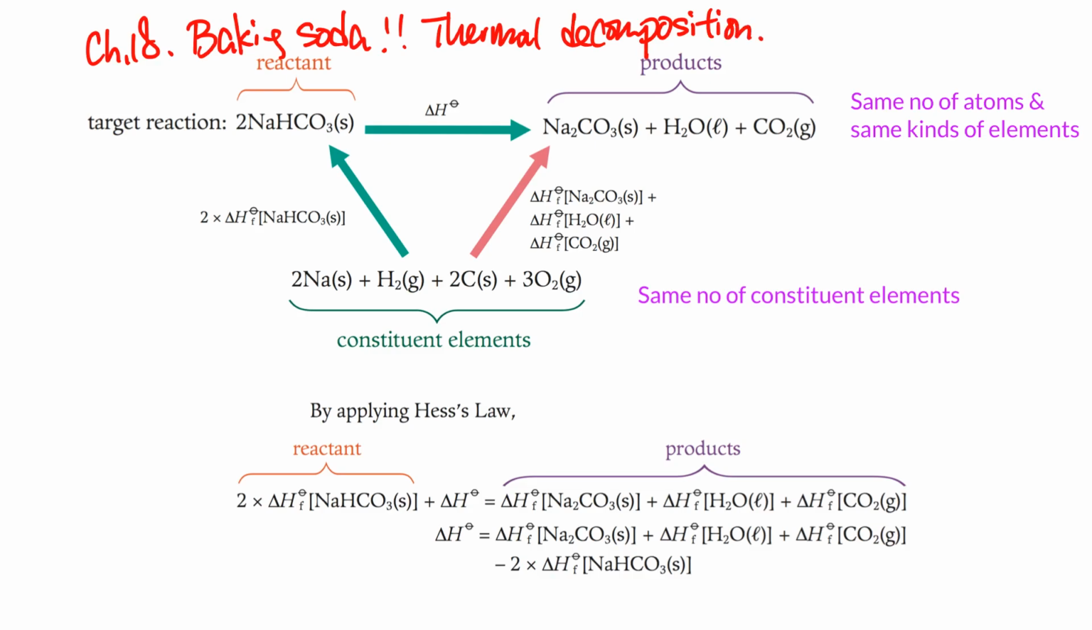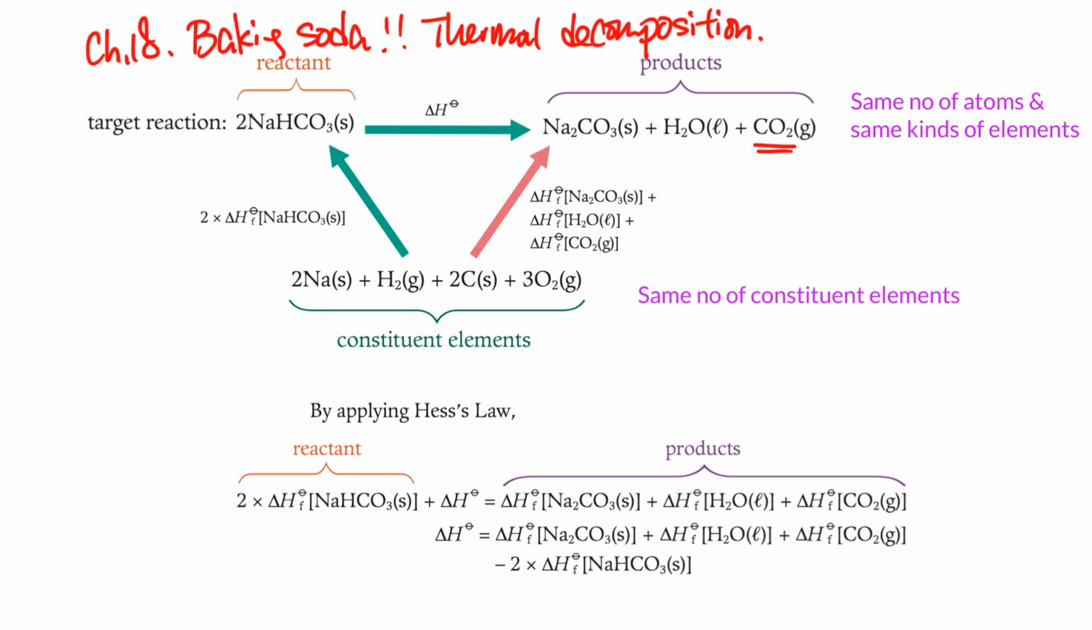Baking soda, sodium hydrogen carbonate, we put it in the oven, and with some temperature it will become sodium carbonate and give carbon dioxide. Therefore the bread, the dough, will rise and become spongy. So this one will be the target equation.